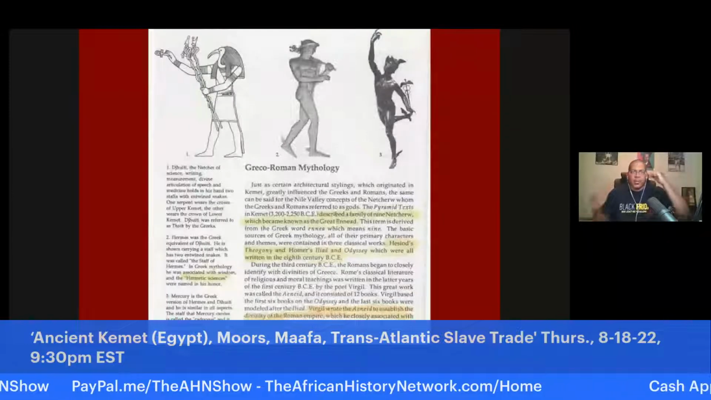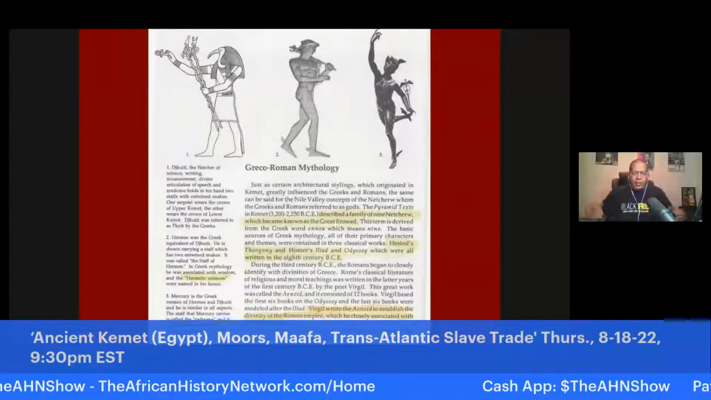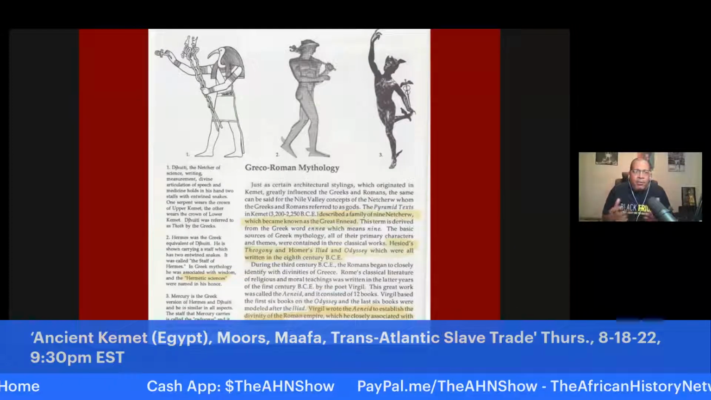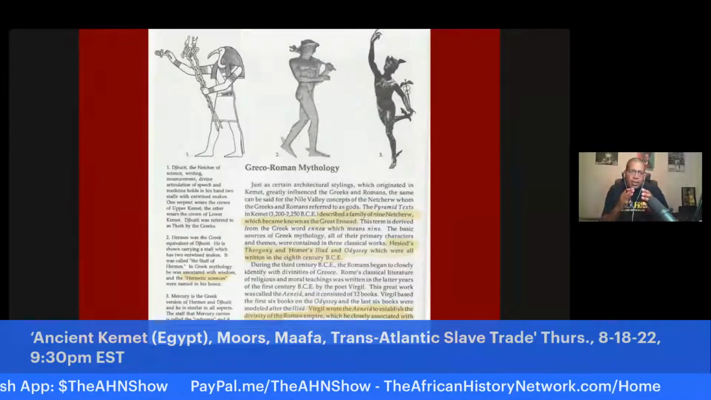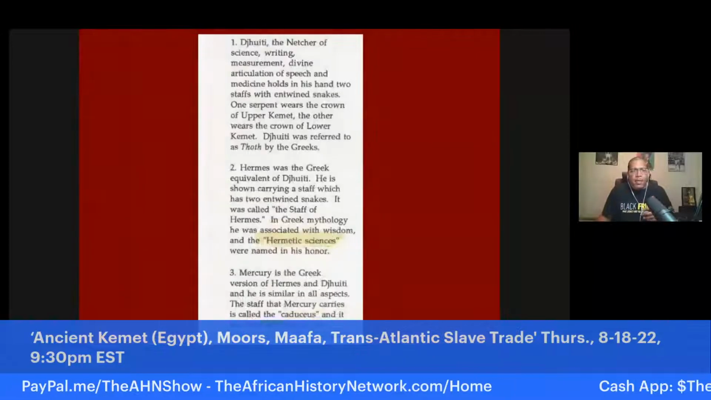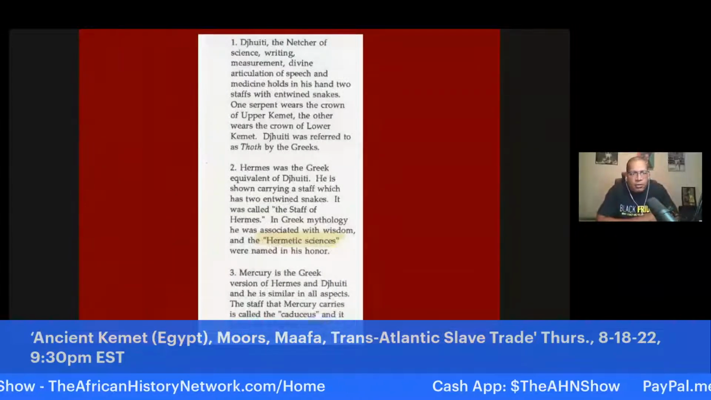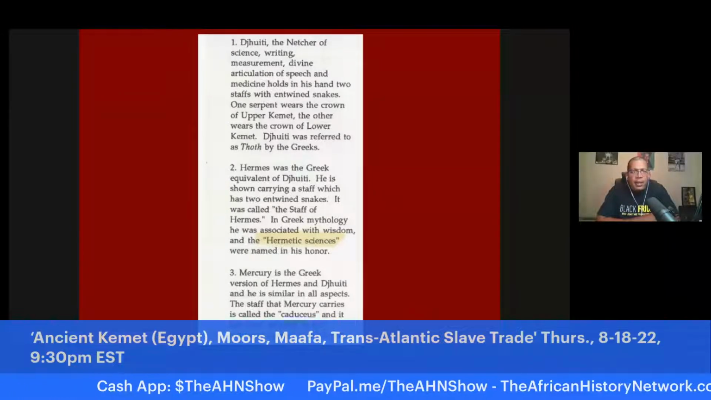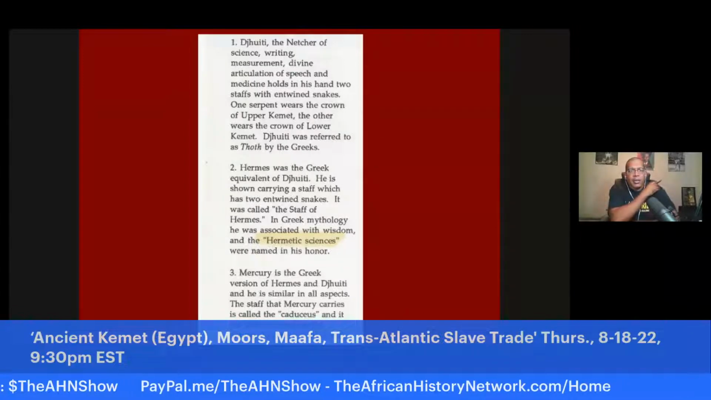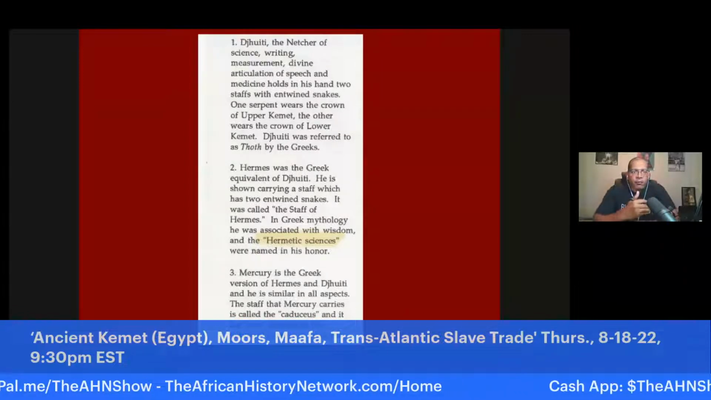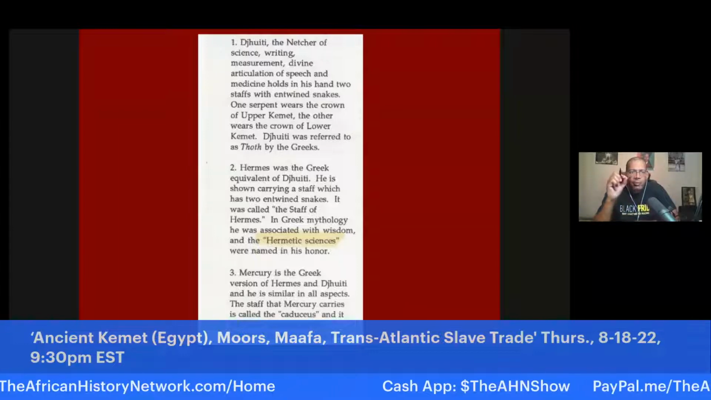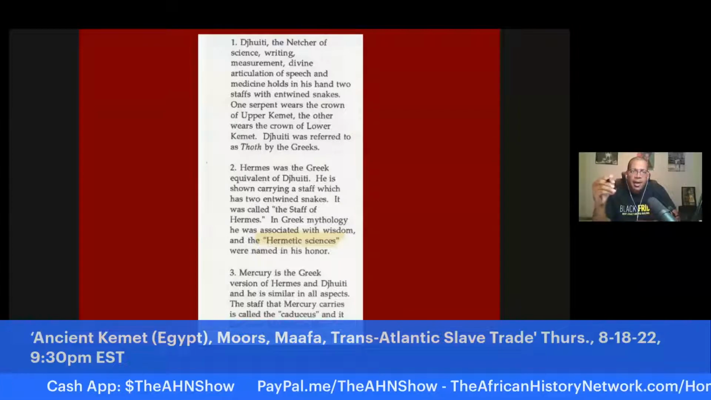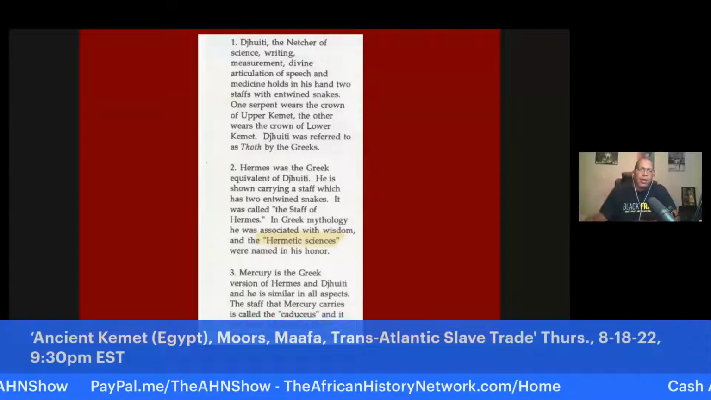Now, we've all seen Mercury in cartoons dealing with Roman mythology. We see Mercury amongst the Romans. Mercury is the Roman version of Hermes and Dehuti, and he is similar in all aspects. The staff that Mercury carries is called the caduceus, and it has been adopted as the universal symbol of medicine.